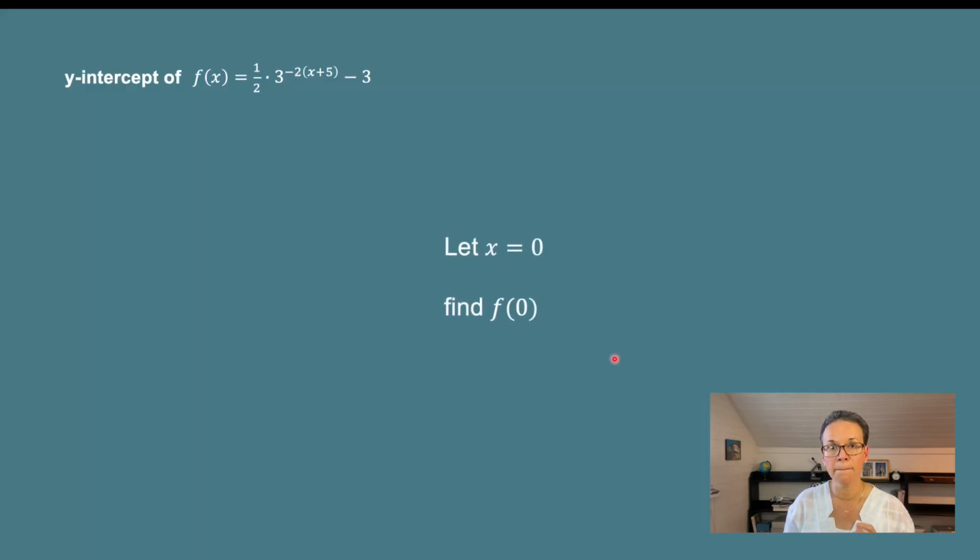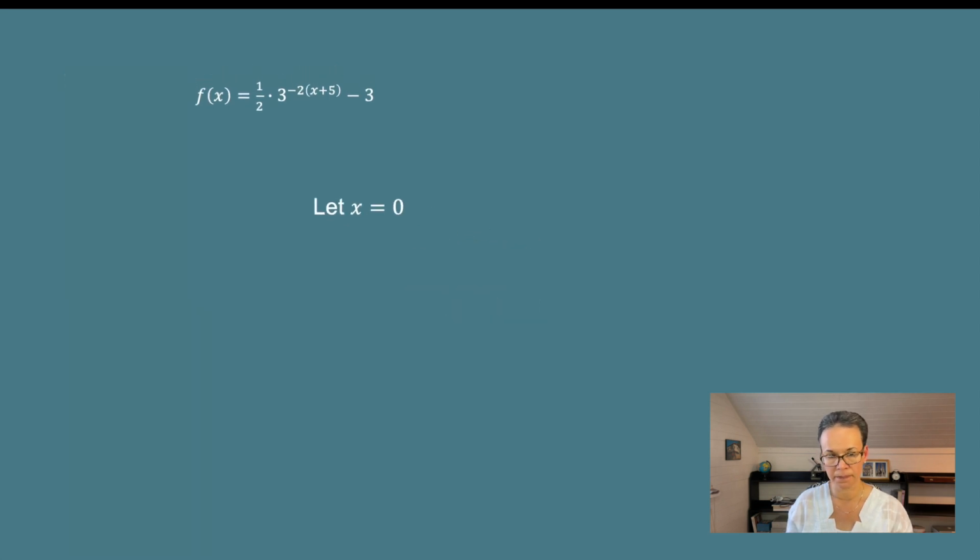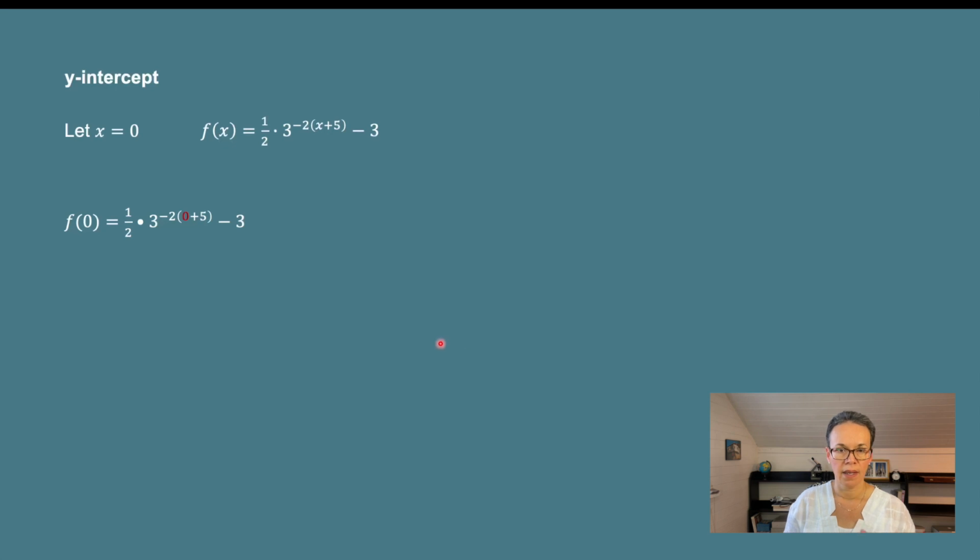I will start by letting x equal 0, and then I will find f of 0. This is the y value when x is equal to 0. Here you can see that I substituted 0 in x. I am now simplifying the exponent. You can see that it reduced to -10. In the next step, I will turn the negative exponent positive, and I will have 1/3 to the 10.